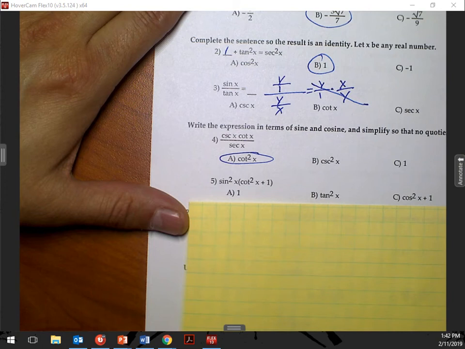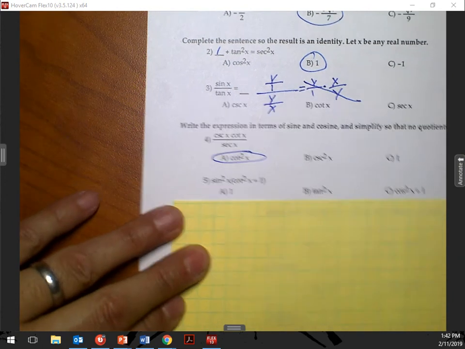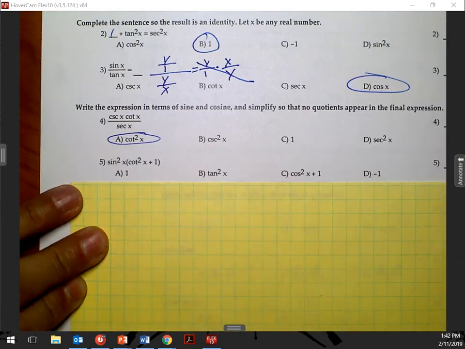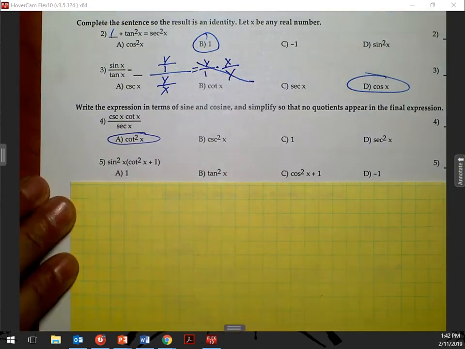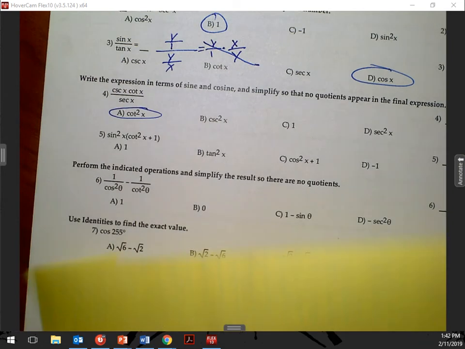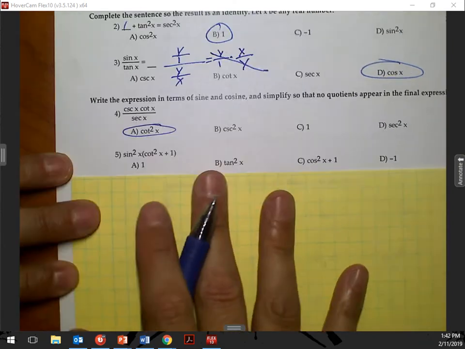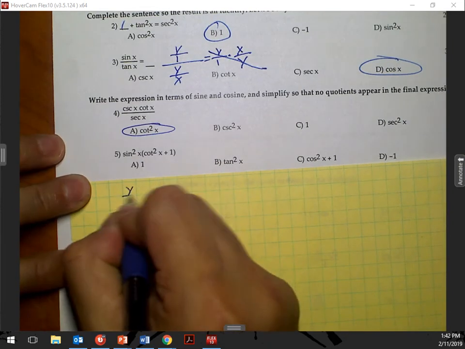Cotangent is y over x over 1. All right, you guys ready? Let's look at the sine. So the sine is what? Y over 1. So it's y over 1.